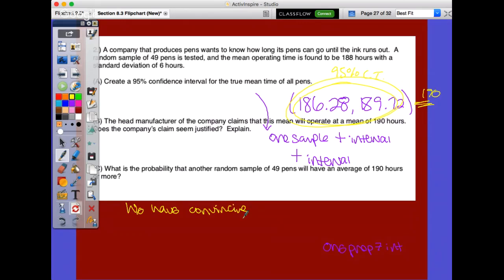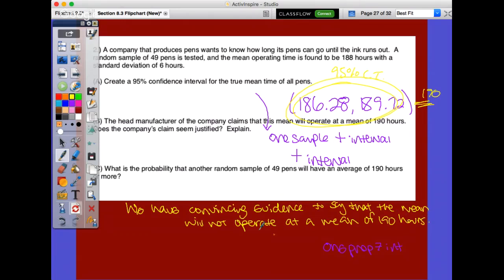This is how I would write this. We have convincing evidence to say that the mean will not operate at a mean of 190 hours. That's kind of wordy, but I'm just copying what they said, okay?